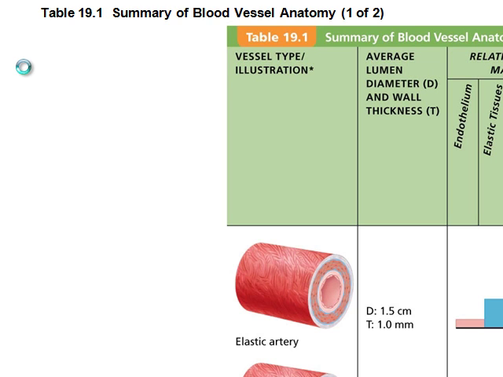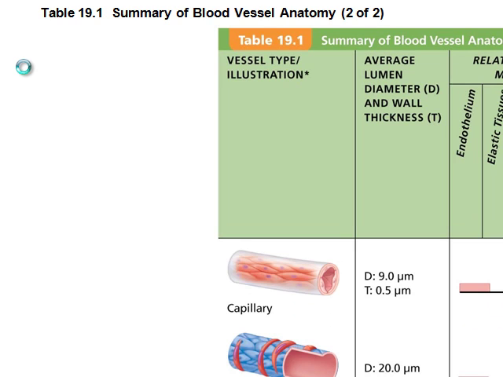Everybody understands the measurements there? What's an mm? Millimeter. What's a um? Micrometer. How many micrometers in a millimeter? 1,000, very good. So those are much smaller with respect to the larger ones. So the larger ones, closer to the heart.